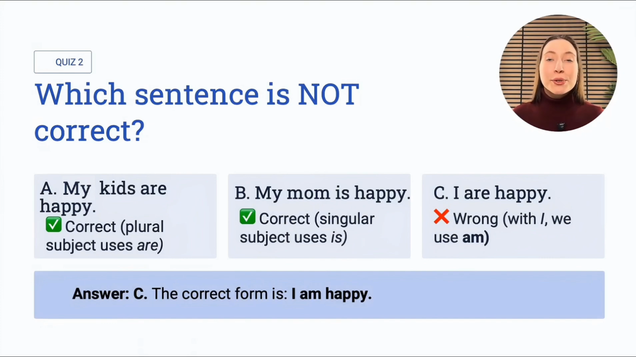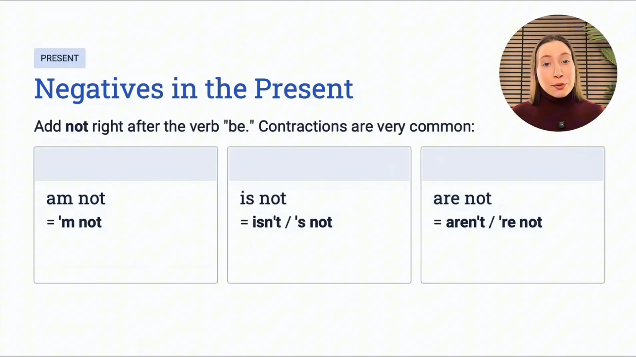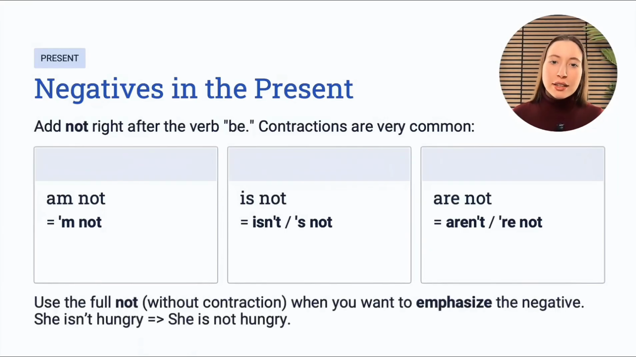Now let's talk about how to make negative sentences. We can make sentences negative by adding not right after the verb, and we can even contract the form. Am not to I'm not, is not to isn't or 's not, and are not to aren't or 're not. Isn't and aren't are more common than the other version. We usually say not fully when we want to emphasize the negative part. For example, she isn't hungry, she is not hungry.